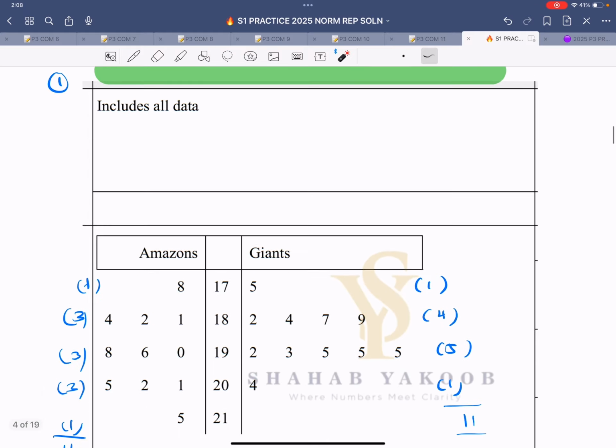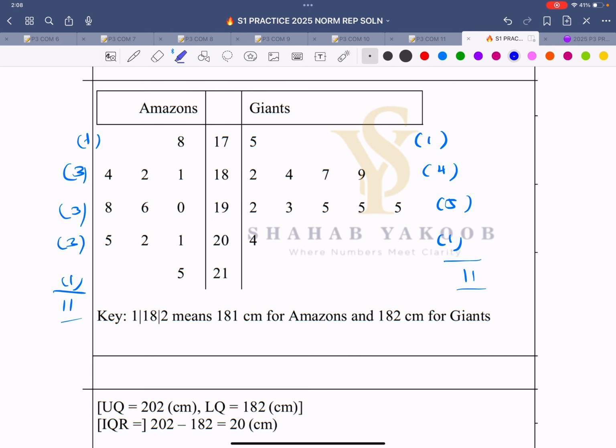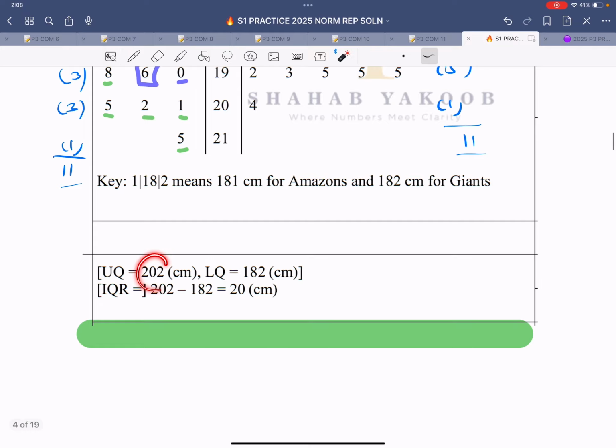So let me just show you the working over here. So we have 1, 2, 3, 4, 5. This is the sixth value. That is the median. There are 5 values below it, 5 values above it. Now, out of these 5 values, 1, 2, 3, the third one is the lower quartile. Therefore, 182. And out of these 5 values, the middle one, which is 202, that is the upper quartile. As simple as this. Upper quartile 202, lower quartile 182. The difference is 20.